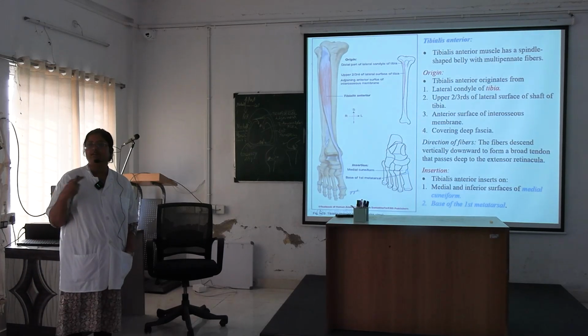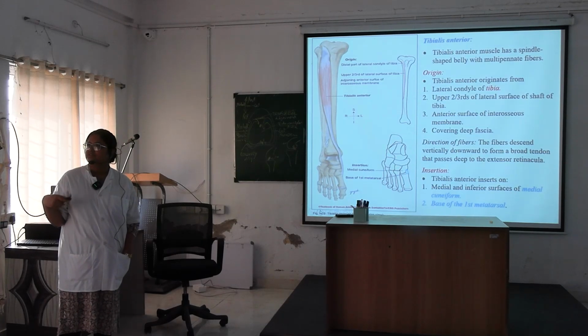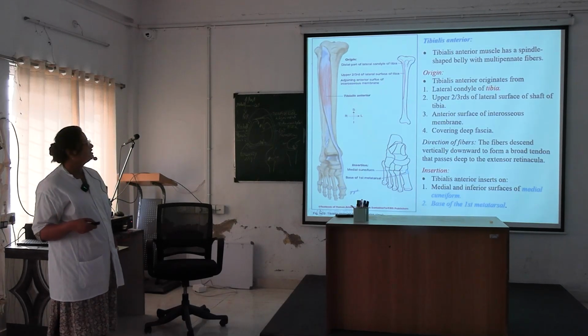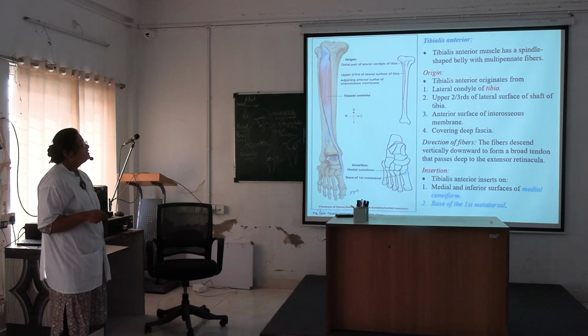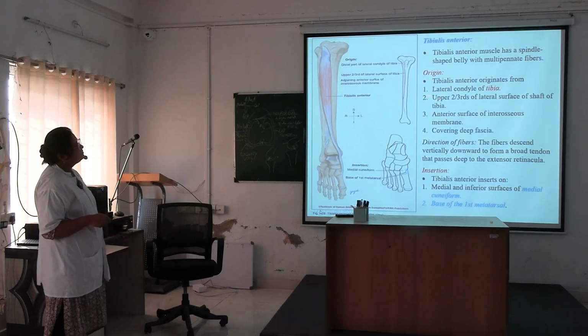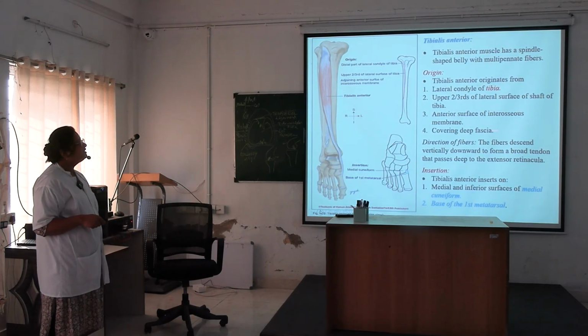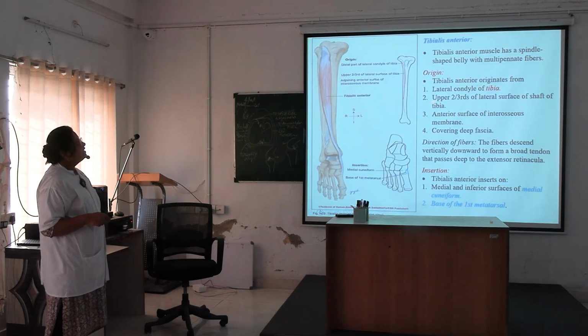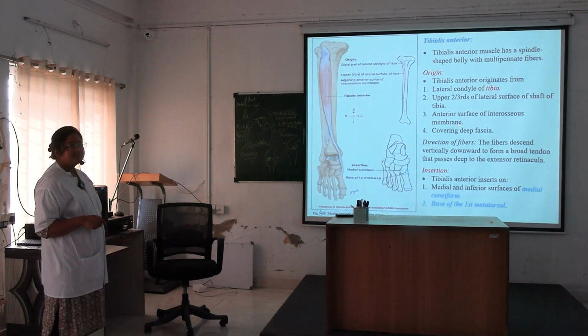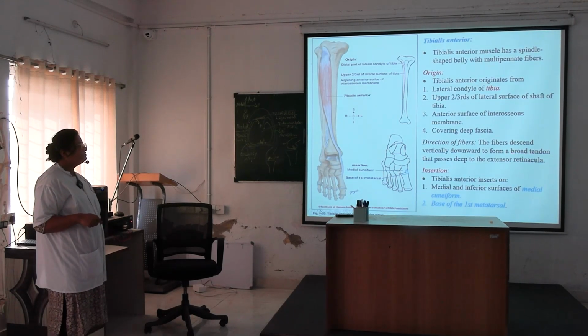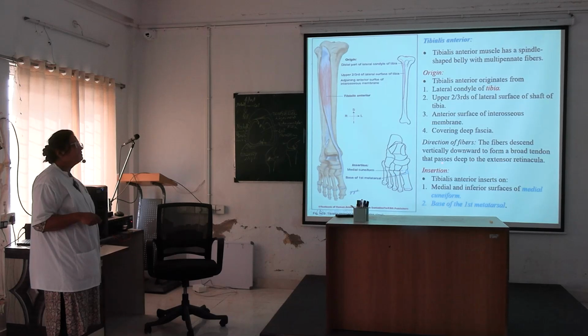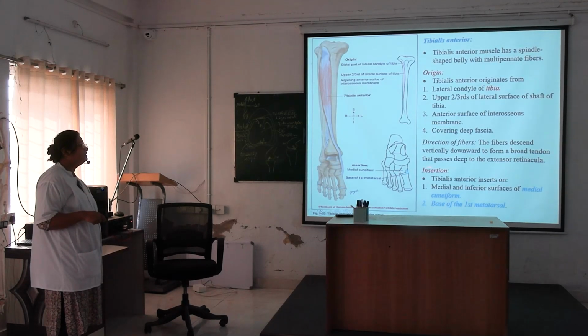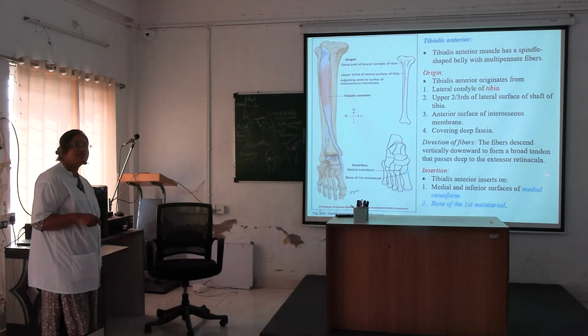Okay, you have to identify a structure and then you have to answer questions related to the structure. So, tibialis anterior originates from lateral condyle of tibia, upper 2/3 of lateral surface of shaft of tibia, anterior surface of interosseous membrane and covering deep fascia. Direction of fibers, the fibers descend vertically downward to form a broad tendon and that passes deep to extensor retinaculum.